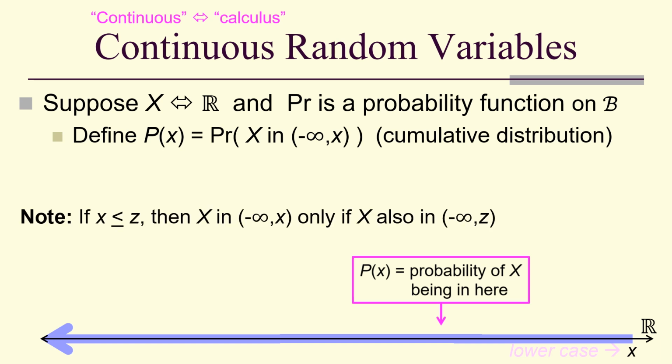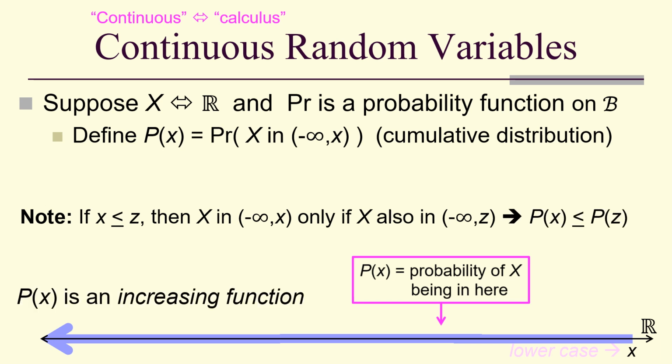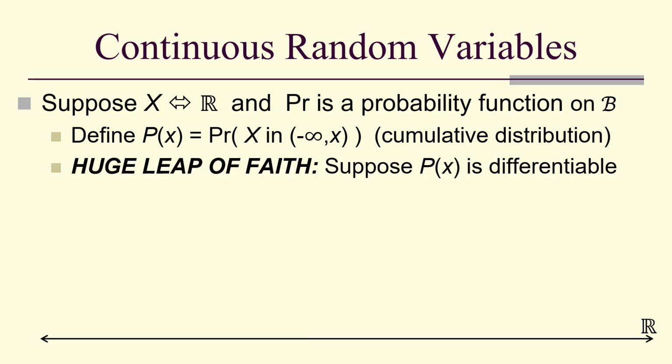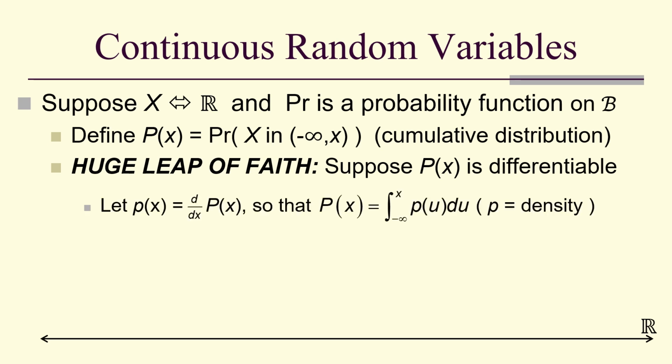And notice that if x is less than or equal to z, then capital X in negative infinity to x also requires that capital X is in negative infinity to z. In other words, this is an increasing function. And because it's an increasing function, we can take a huge leap of faith, which is that we're going to assume this P of x is differentiable. And we're going to define a lowercase p of x to be the derivative of uppercase P of x. And therefore, uppercase P of x is the integral from negative infinity to x of lowercase p of u du, where p is going to be called the density function.